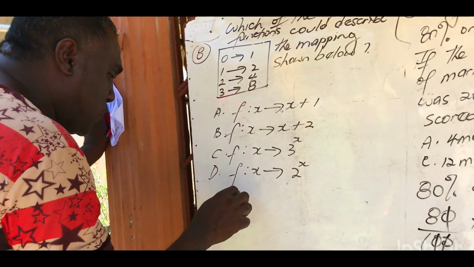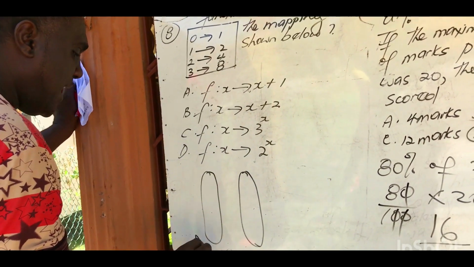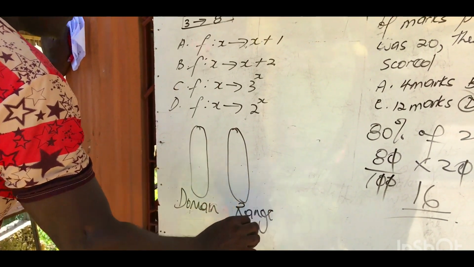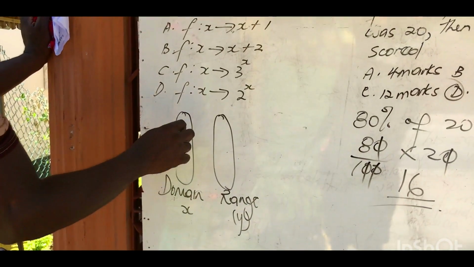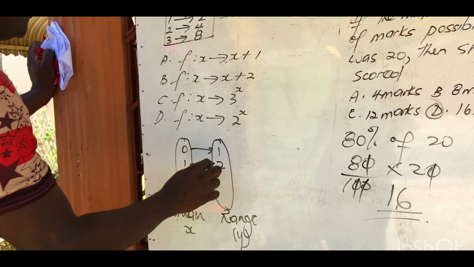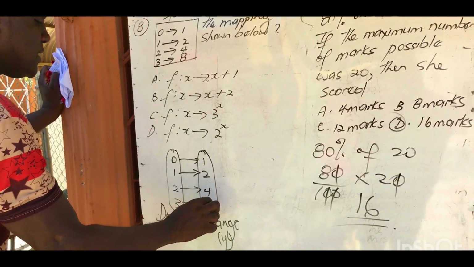So what we could do is to use a mapping diagram here, and we'll have the domain and what we call the range. So the domain is a set of x values, the range is a set of y values. So here we have 0 being mapped onto 1, 1 being mapped onto 2, 2 being mapped onto 4, 3 being mapped onto 8.